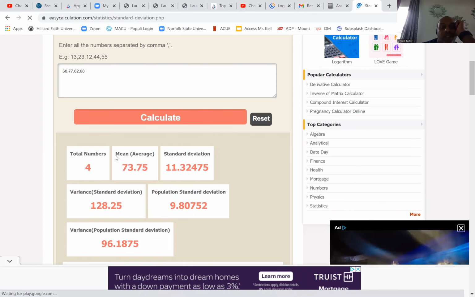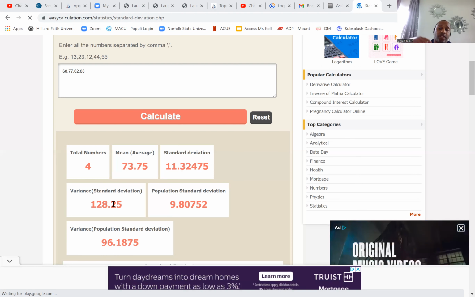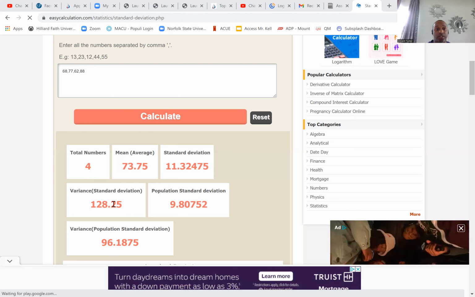So a good example of that is, let's say the TCC student body is the population. This class is a sample of the TCC student body. So when it comes to population versus sample, the formula is slightly different for the standard deviation and variance. That's why you get different numbers. It does matter whether you're dealing with the population versus the sample.